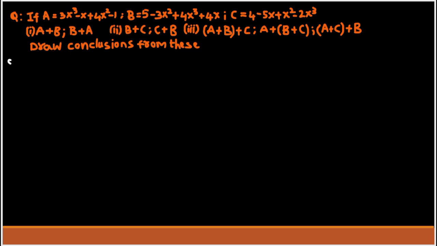Here the question is: if a is equal to 3x squared minus x plus 4x squared minus 1, b is equal to 5 minus 3x squared plus 4x cube plus 4x, and c is equal to 4 minus 5x plus x squared minus 2x cube. Find a plus b, comma, b plus a. Second one, b plus c, comma, c plus b. Third one, a plus b plus c, a plus b plus c, a plus c plus b. And draw the conclusions from these.